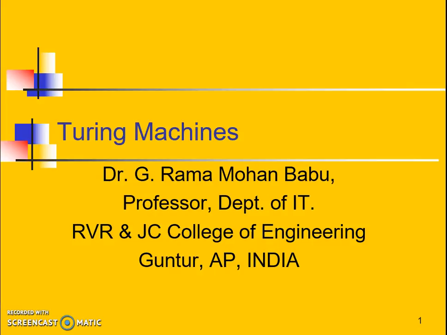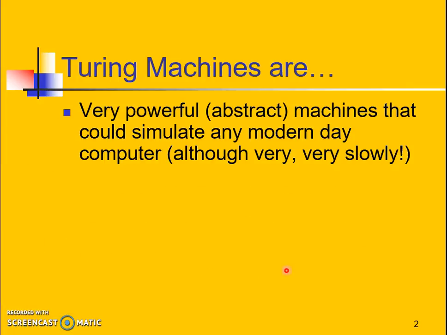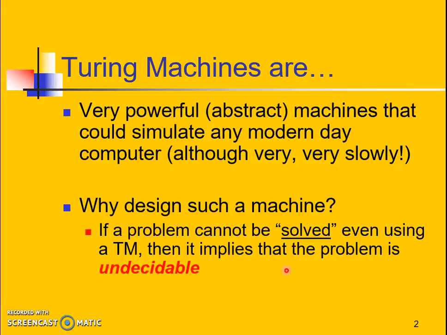In this section, I am going to discuss Turing machines. A Turing machine is a very powerful machine that could simulate any modern day computer. Why do we have to design such machines? If a problem cannot be solved even using a Turing machine, then it implies that the problem is undecidable. That means the undecidable problems are not accepted by our Turing machines.